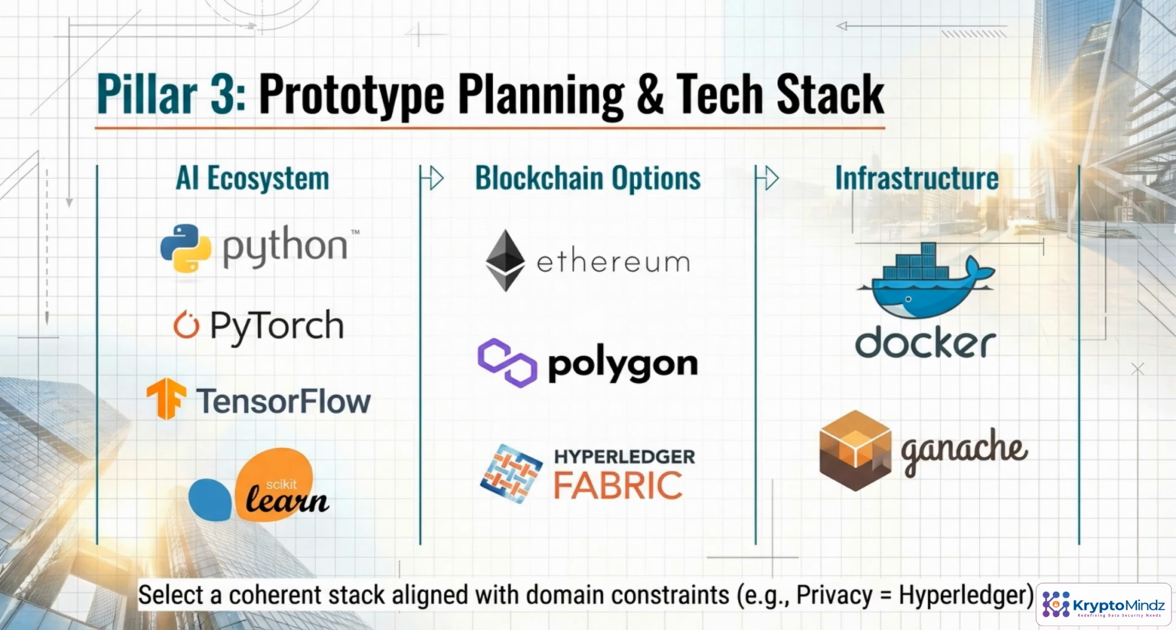Prototype planning is about choosing a coherent technology stack, not chasing every shiny tool. Begin from your research constraints. If you need heavy deep learning, prioritize Python with PyTorch or TensorFlow. For lighter models, scikit-learn may be enough. For blockchain, public experimentation often suggests Ethereum or Polygon, while strict privacy and governance may point to Hyperledger Fabric. Use Docker and local chains like Ganache to containerize, test, and easily reproduce your experiments.